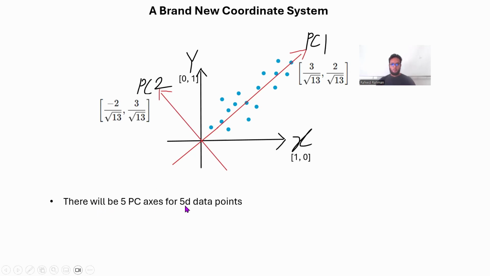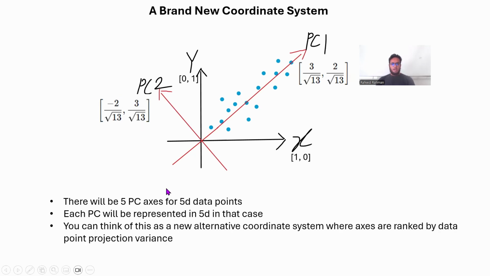So suppose your points are 5D. In that case, you are going to have 5 PC axes, because here you have 2 PC axes for 2D, and each of your PCs here is represented by a 2-element vector. But for the 5D case, those will be 5D, so you will have 5 elements, basically. And this is obviously a new alternative coordinate system, as I mentioned before, and your axes will be ranked by their projected variance. So PC1 has the highest variance, PC2 has the lowest variance right here. But for 5 PC axes, PC1 will have the highest, PC2 second highest, PC3 third highest, and so on and so forth.